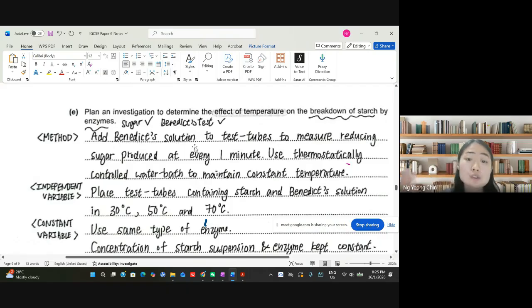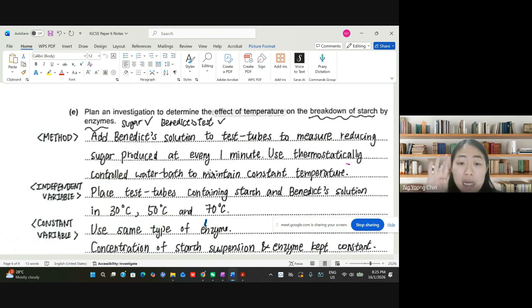Okay, you can use the Benedict's solution. Because Benedict's solution is a kind of solution that can detect the concentration of the reducing sugar, right? They can detect the reducing sugar. So that's why you use the Benedict's solution added to the test tube to measure the reducing sugar produced every 1 minute. So you write the ingredients that you use and then how you can measure the outcome.